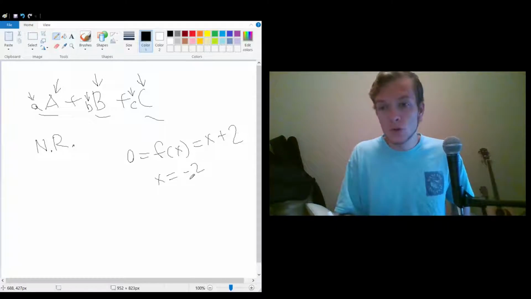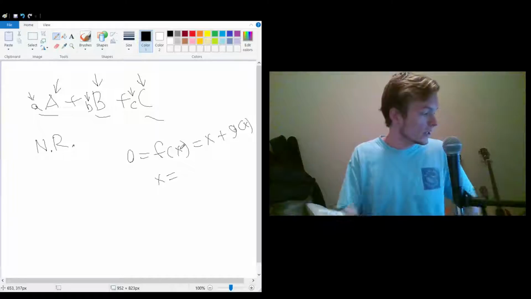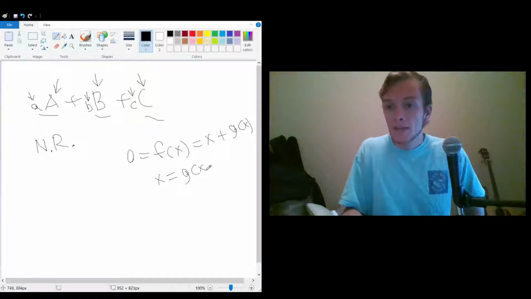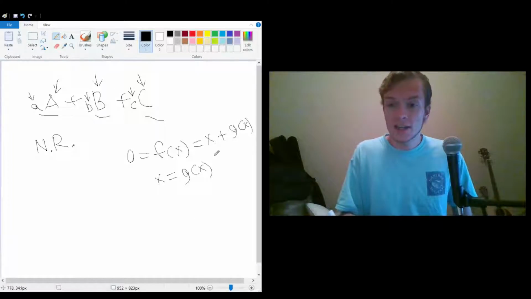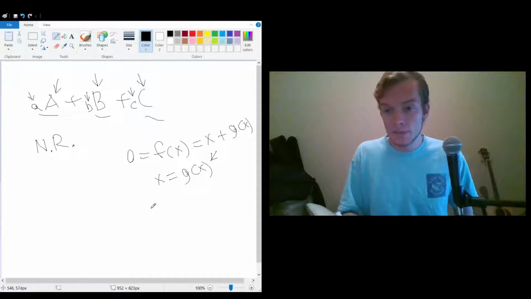But let's say this -2 isn't just a coefficient. Let's say this is some g of x. So what this would do is when we plug this over here, now this is an exact statement, but what an iterative process does is it takes a guess, plugs the guess into this equation, and gets a new guess. So this would be x_{i+1} is equal to g of x_i.